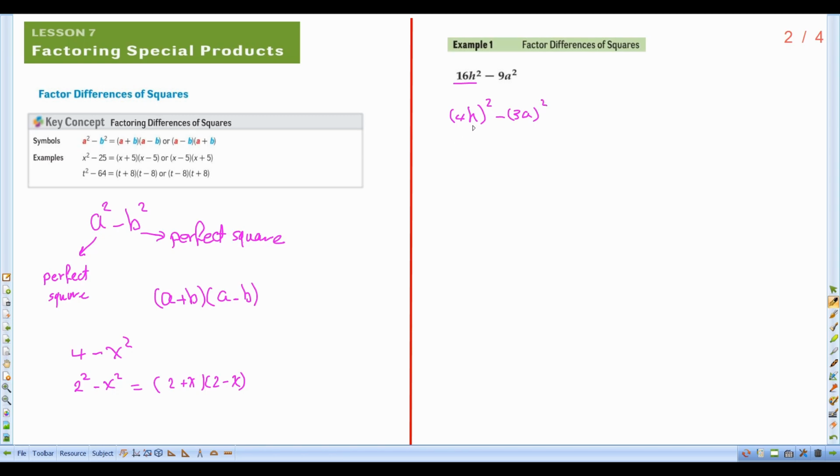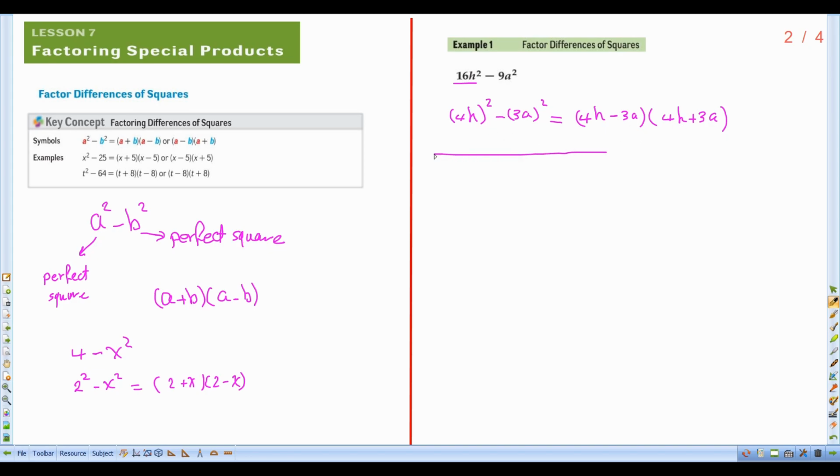So here we have a difference between two squares. So it's directly factorized as what? 4h minus 3a all multiplied by 4h plus 3a. We can reorder them. We can write it first plus and second minus, or first minus and second plus.